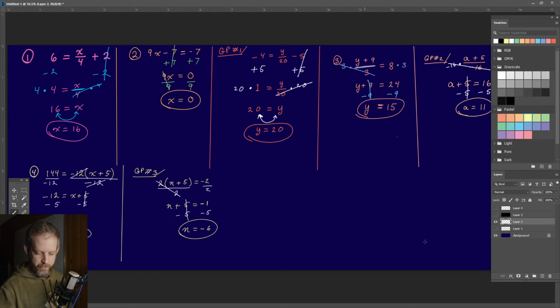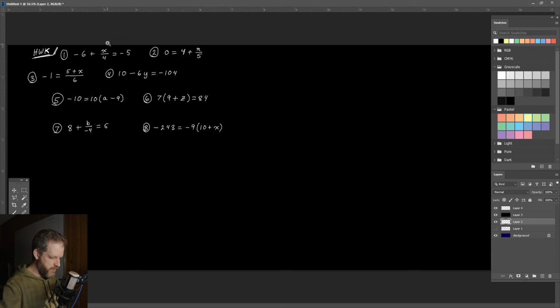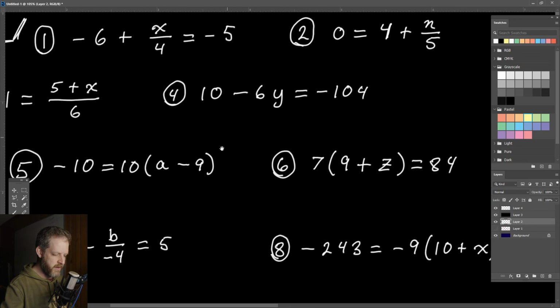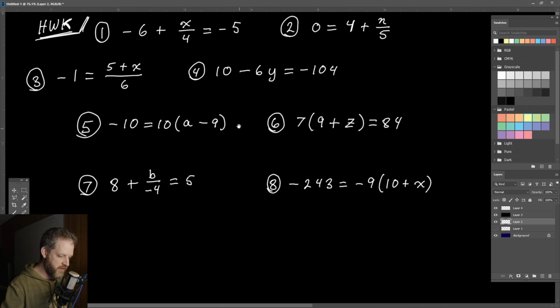All right, so our homework problems. I'm probably going to need to zoom in again. So here are our homework problems right here. Oops, zoomed in a little too far. I'm going to read them out loud just to make sure you get them copied right. So number 1 is negative 6 plus x over 4 equals negative 5, right? Number 2 is 0 equals 4 plus n over 5. Number 3 is negative 1 equals a big fraction of 5 plus x all over 6. And number 4, we have 10 minus 6y equals negative 104. And number 5, we have negative 10 equals 10 times, in parentheses, a minus 9.